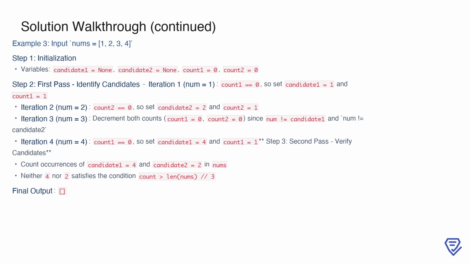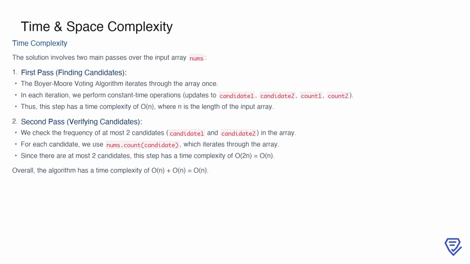Neither satisfies the condition of appearing more than len(nums) // 3, which is 4 // 3 equals 1. Therefore, the final output for this example is an empty array. To analyze the time complexity of this solution, we need to consider the 2 main steps involved.